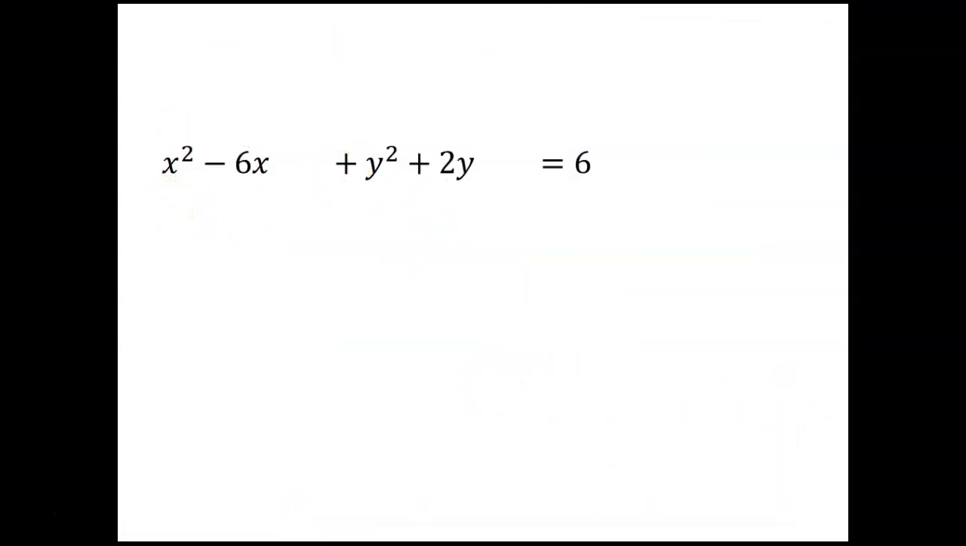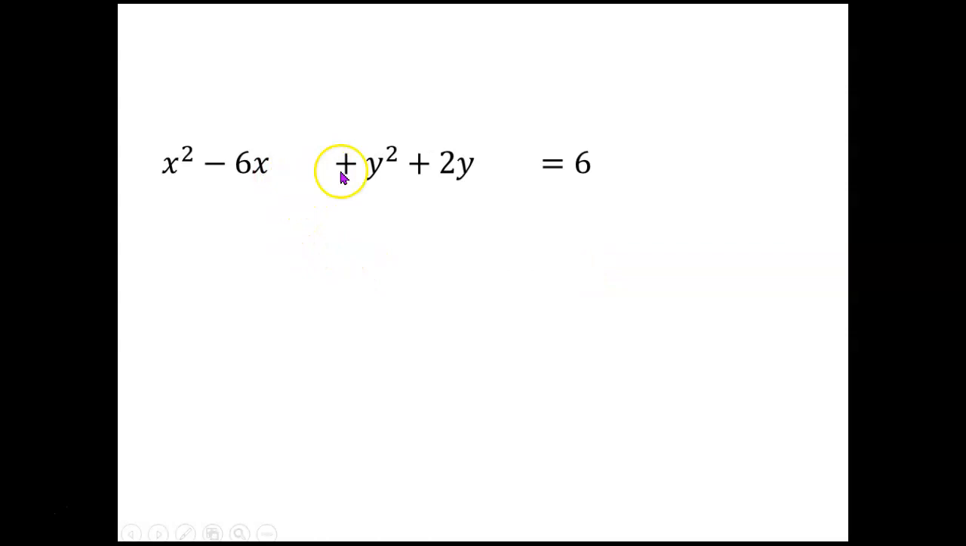So here's what we'll do. Here's the equation, but I've left some spaces here. I've got x squared minus 6x. I put the two terms involving x together. Then I've got a little space here, and I've got y squared plus 2y, so the two terms involving y are together. And then that's equal to 6 on the other side.